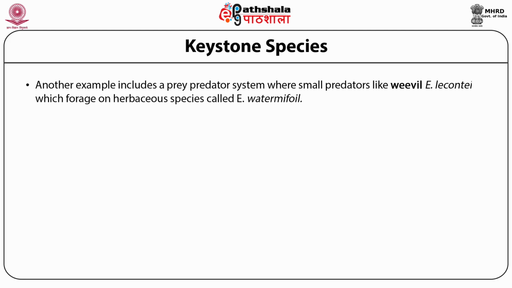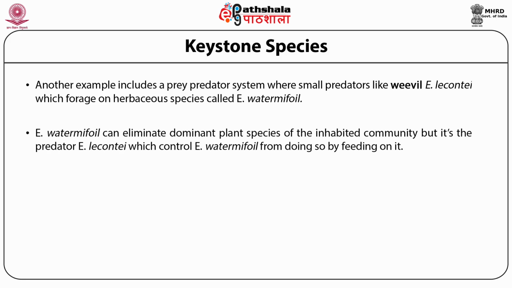Another example includes a prey-predator system where a small predator, the weevil E. lecotini, forages on a herbaceous species called E. watermilfoil. E. watermilfoil can eliminate dominant plant species of the inhabited community, but it's the predator E. lecotini which controls E. watermilfoil from doing so by feeding on it.